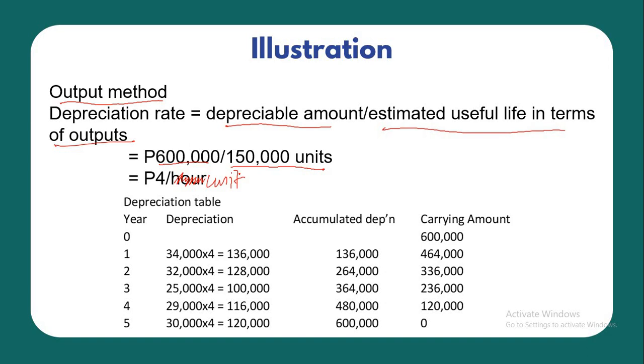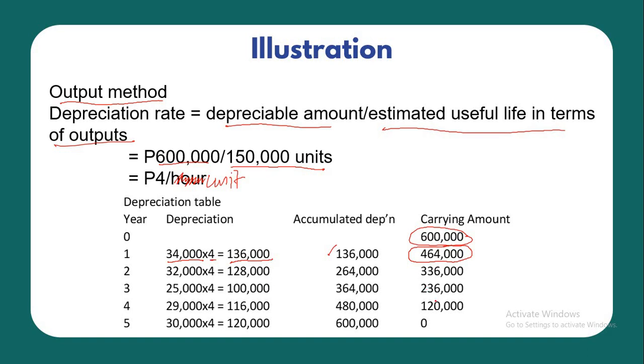So, what you're going to do is you just multiply the depreciation rate by the actual units produced every year. And since on the first year, ang ihang actual na produce is 34,000, i-multiply lang siya by the depreciation rate. Therefore, the depreciation to be recognized on the first year is 136,000. Okay? Accumulated depreciation on the first year is the same as the depreciation on the first year, 136,000. And the carrying amount, again, is computed by deducting the accumulated depreciation from the cost niya. So, we have a carrying amount at the end of the first year of 464,000. And, again, same application for the following periods.